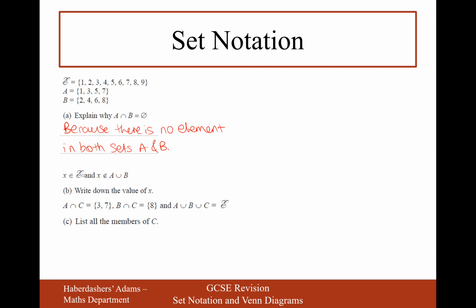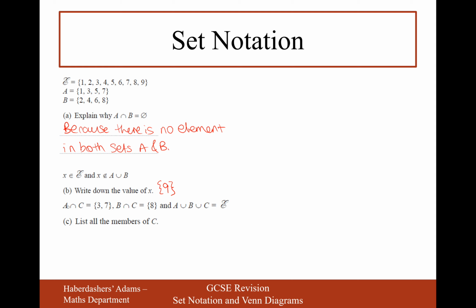X exists in the universal set, so that's a number from 1 to 9. And X does not exist in A or B. Write down the value of X. So X does not exist in A or B, so therefore it must be the number 9, because number 9 does not exist in set A or in set B.